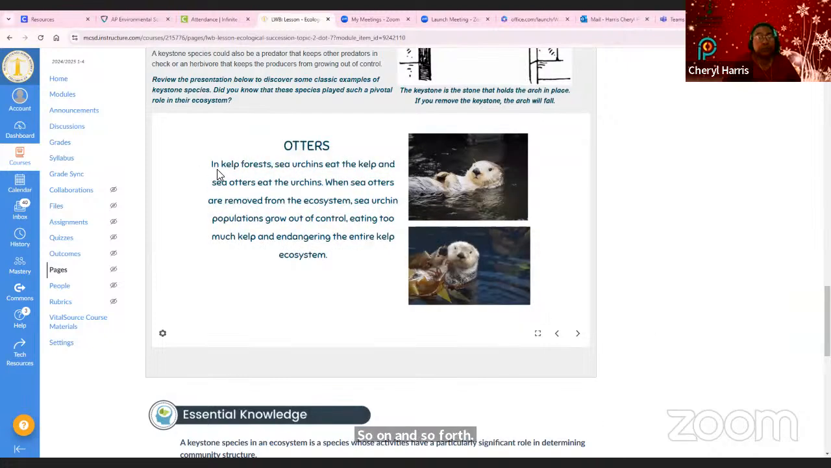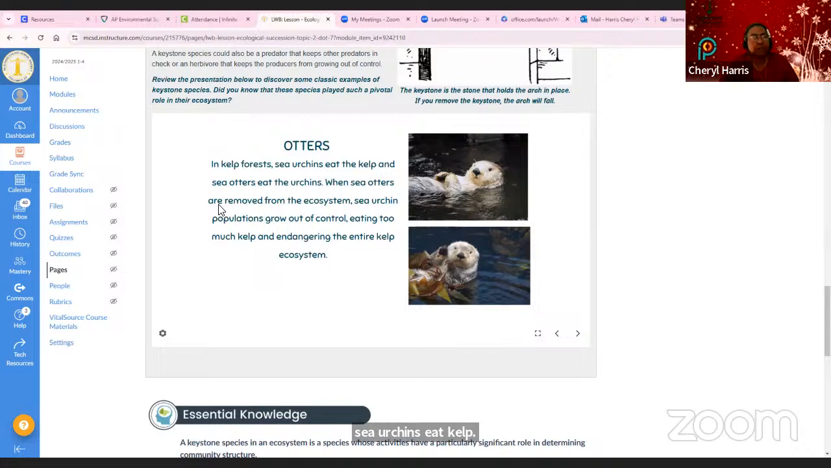Otters. And this, so we're looking at a different environment. This would be an aquatic environment. Sea urchins in a kelp forest, and kelp is those big, if you look in the water, they look like big underwater trees. Sea urchins eat kelp and sea otters eat sea urchins.